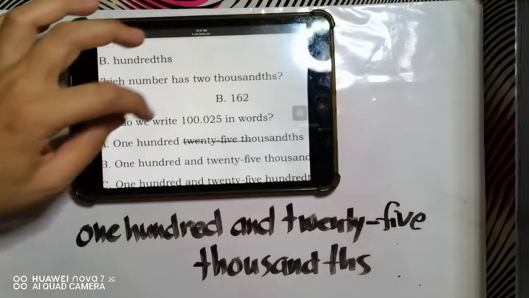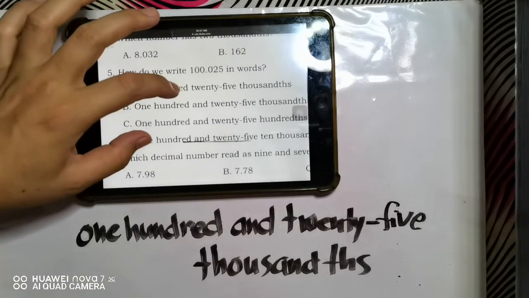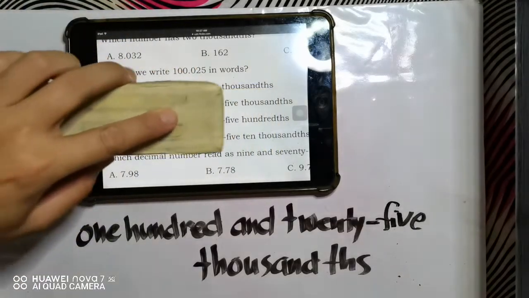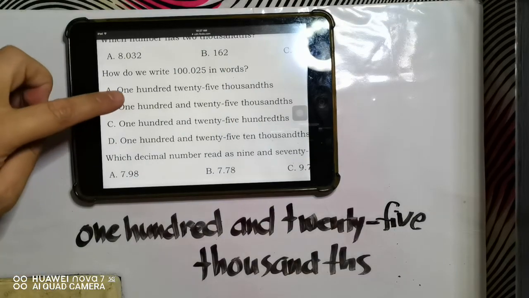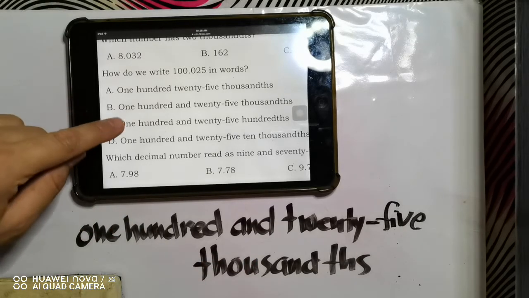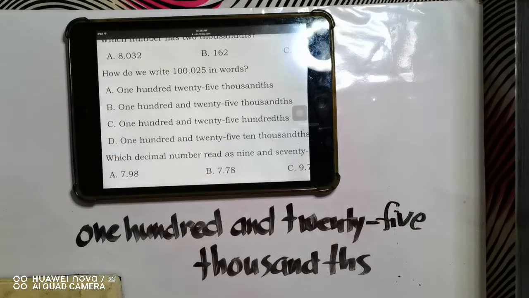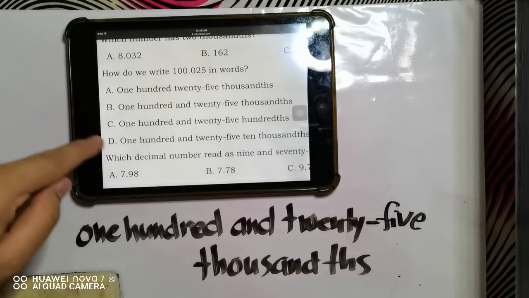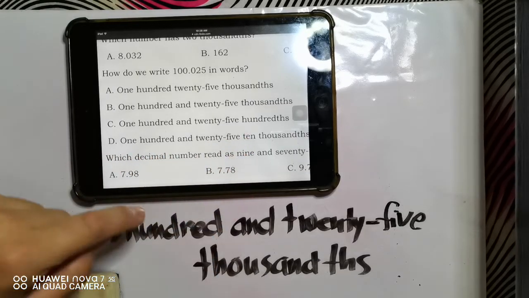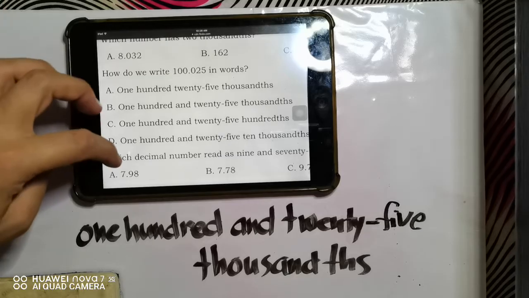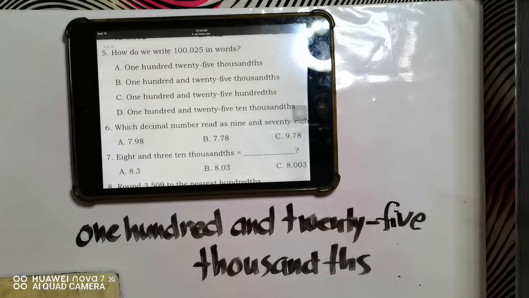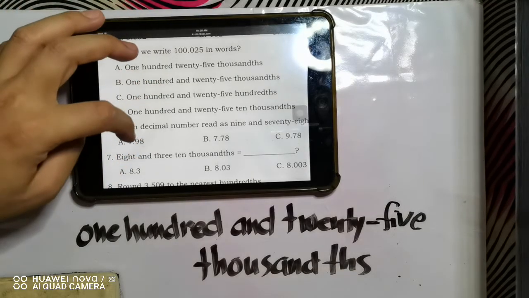Okay, so let us see kung alin dyan yung may katulad ng sagot natin. Sa number 1 ay 125 thousandths. Walang "and", so hindi na yung pwede. 125 thousandths. Ayun, so it is letter B. Sa letter C kasi, nakalagay doon 25 hundredths. Ito naman ay 25 ten thousandths. Mali naman siya. So the answer here is letter B. Okay, so that is how we are going to write the numbers into words.